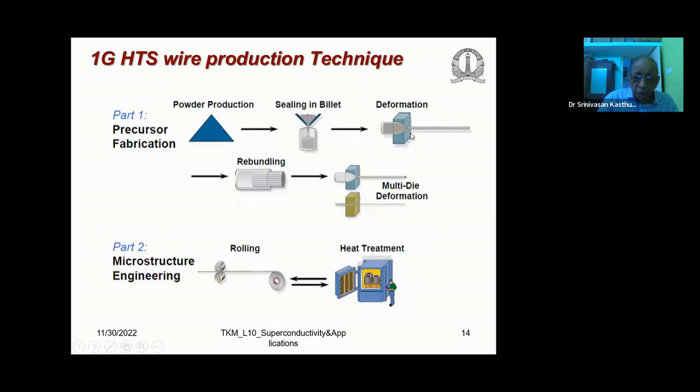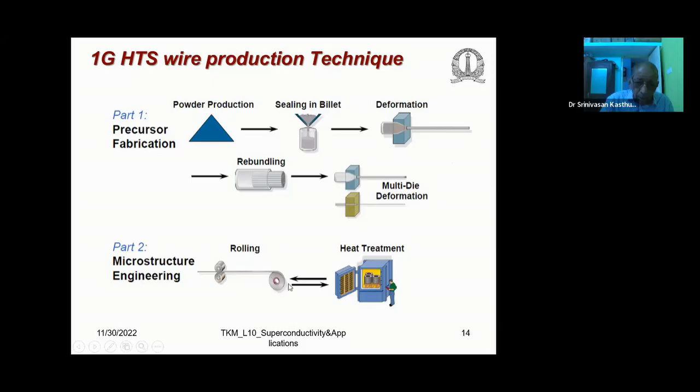When you do a deformation, you are trying to reduce the thickness of this into smaller dimensions. Many of them are joined together. You make a rebundling, again into a housing, and then that is again deformed. So you get multi-die deformation that happens in this.